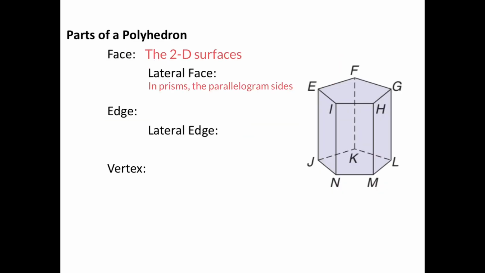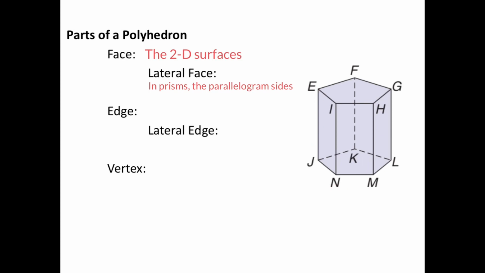Polyhedrons have specific parts. The faces are the two-dimensional surfaces. So in this case, it looks like we have a pentagon face at the top and the bottom, and then we have rectangle faces going around the sides. The rectangle faces going around the sides are actually called the lateral faces. These are in prisms only, and we'll define prisms here in a minute. But these are those lateral parallelogram sides that are connecting the two pentagons.